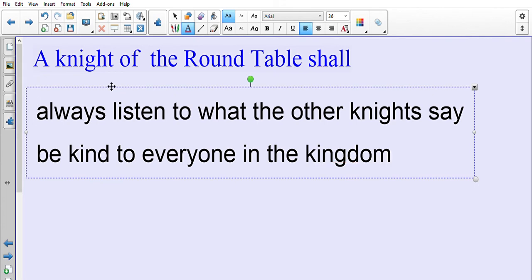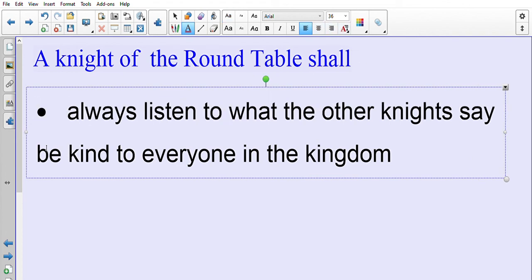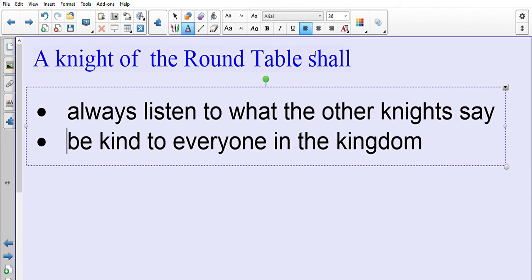Let's put some little bullet points here, because if we've got a bullet point, that means that we don't need to do our capital letters and full stops, because it's kind of a list of sentences to finish this one off. So a knight of the round table shall always listen to what the other knights say. Be kind to everyone in the kingdom.